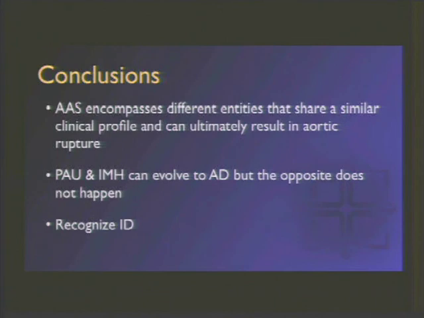Just as a conclusion, I want to highlight that acute aortic syndrome encompasses a wide variety of different entities that share a similar clinical profile and can ultimately result in aortic rupture, and that's the reason why we need to be aware of this. Remember that penetrating aortic ulcer and intramural hematoma can evolve to aortic dissection, but the opposite is not true. And be aware that there is this entity that has been in the literature for a while, but unfortunately there's not a lot of literature on MR and CT, and I think part of it is lack of recognizing this pathology.